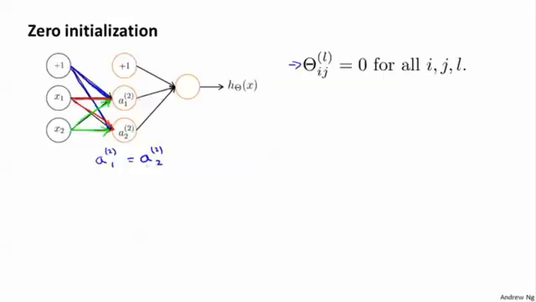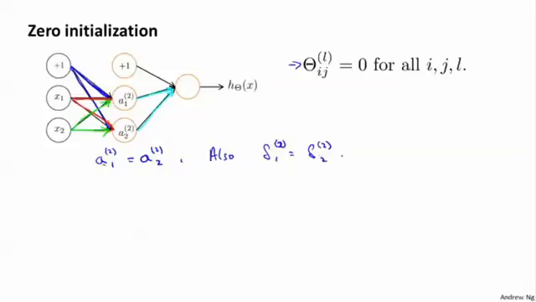Moreover, I'm not going to show this in too much detail, but because these outgoing weights are the same, you can also show that the delta values are going to be the same. So concretely, you end up with delta 1(2) equals delta 2(2).